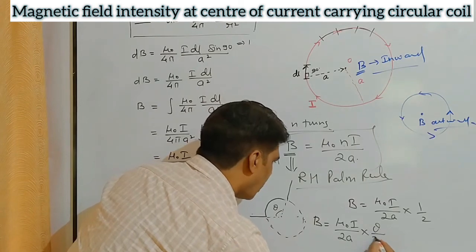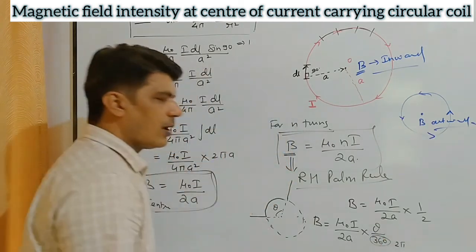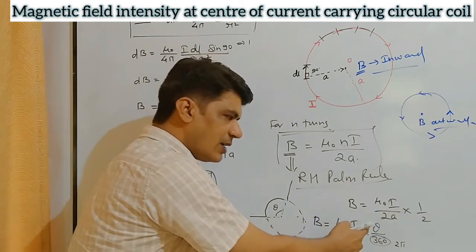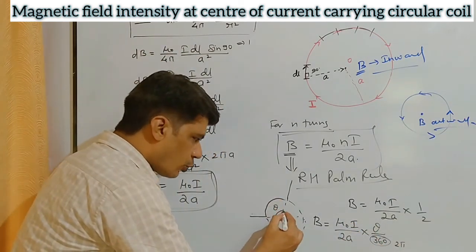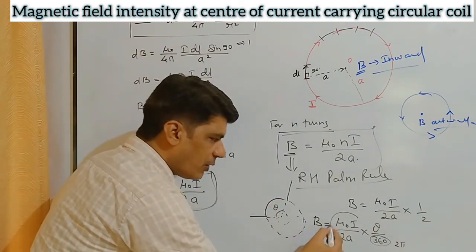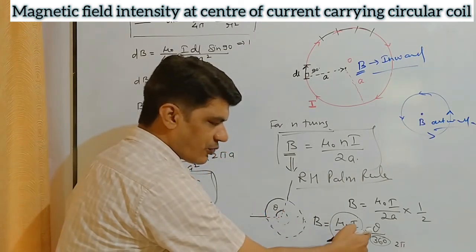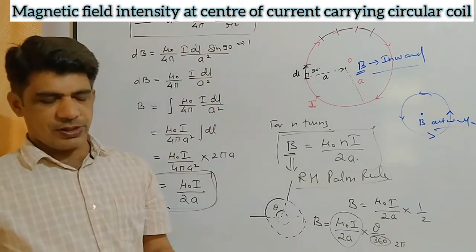multiplied by theta upon 360. In place of 360, we can also write 2 pi. If the angle is given in degrees, we can write theta by 360. In case when angle is given in radian, we can write theta by 2 pi. Because for 2 pi angle, the strength of magnetic field is mu naught I upon 2a. In case of theta angle, the strength of magnetic field will be equal to theta upon 2 pi or 360 times that.